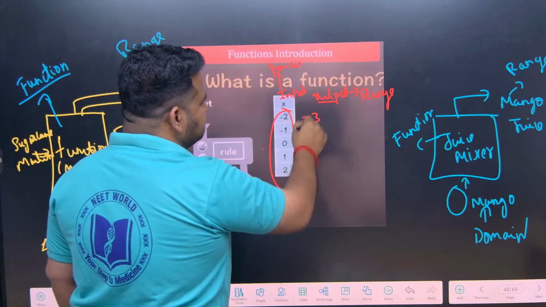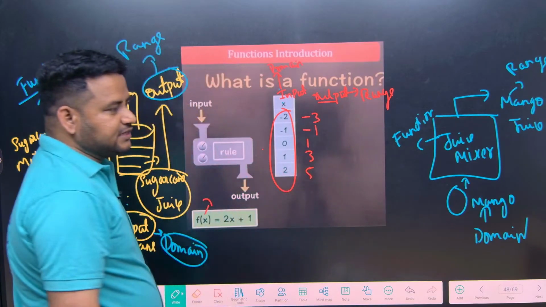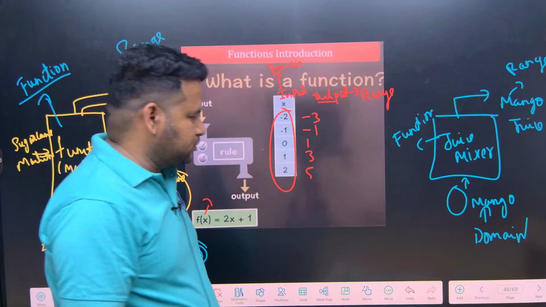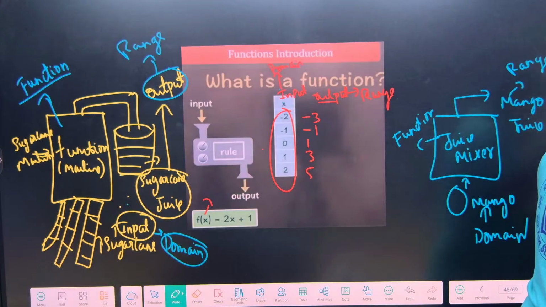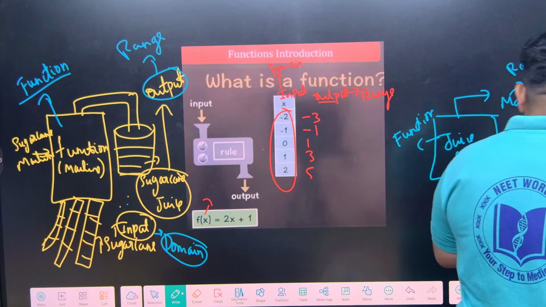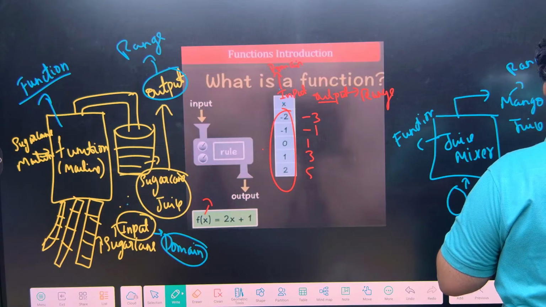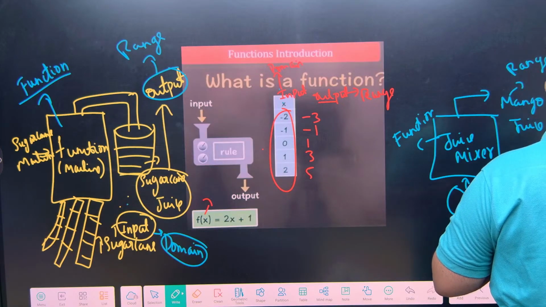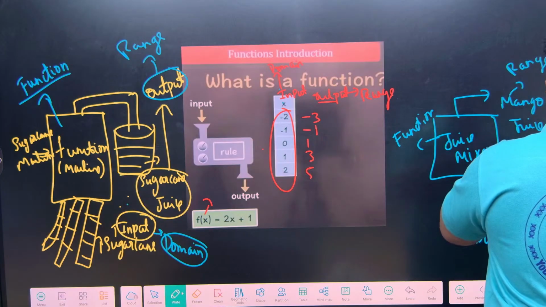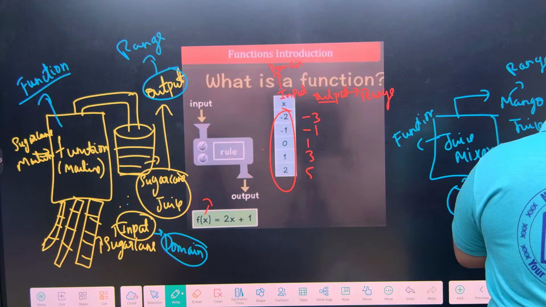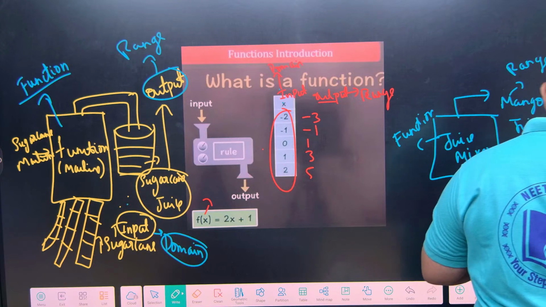This set of all outputs is the range. What we are getting as output, we call it the range. Clear? With this illustration, I hope you have completely understood the concept of functions. Now proceed further.